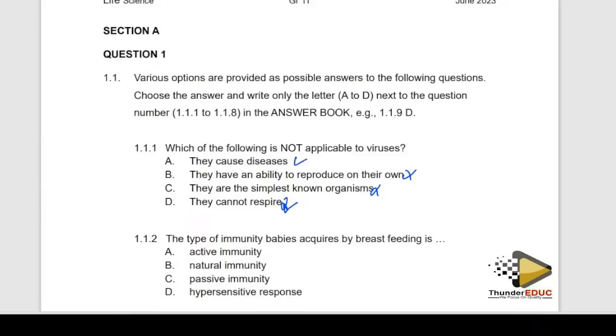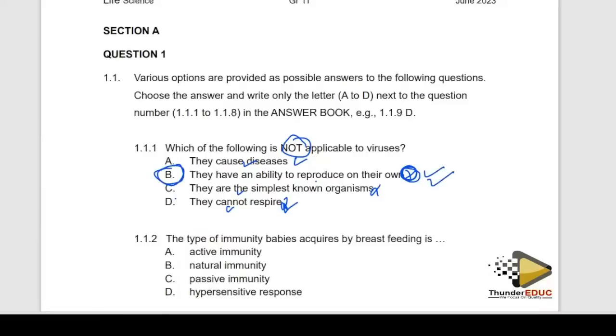Yes, we can say yes. So therefore, this is correct to the virus. They have the ability to reproduce on their own? No. This is the most wrong answer because the question is in the negative. So B becomes the correct answer. So here I give you 2 marks.